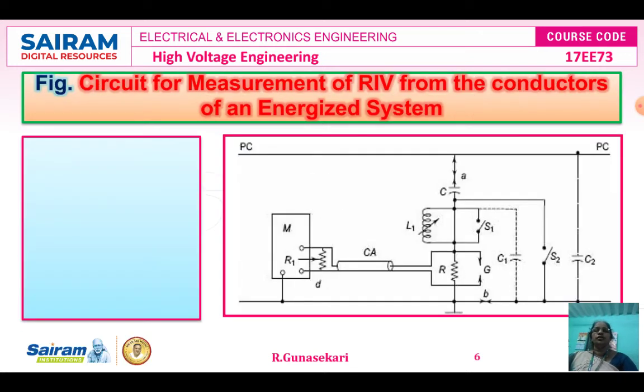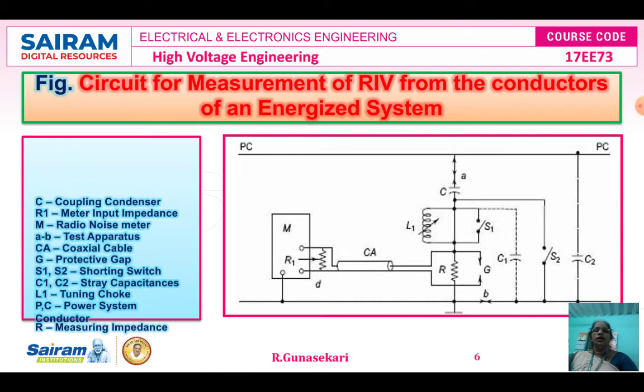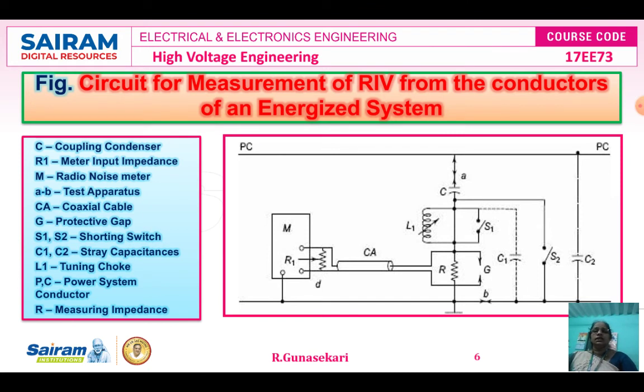Then the circuit for measurement of RIV from the conductors of an energized system. Now you see the circuit diagram. The circuit diagram consists of C, the coupling condenser, R1 the meter input impedance, M the radio noise meter, AB the test apparatus, CA the coaxial cable, G the protective gap, S1, S2 the shorting switches, C1, C2 the stray capacitances, L1 the tuning choke, PC the power system conductor, and R the measuring impedance. So these are the components of the RIV measurement circuit from the conductor of an energized system.